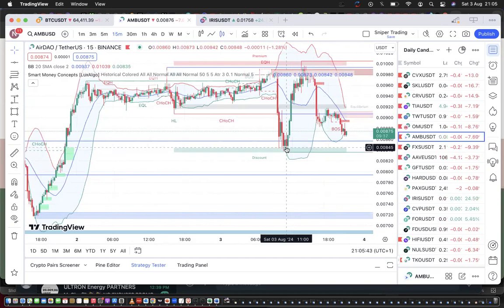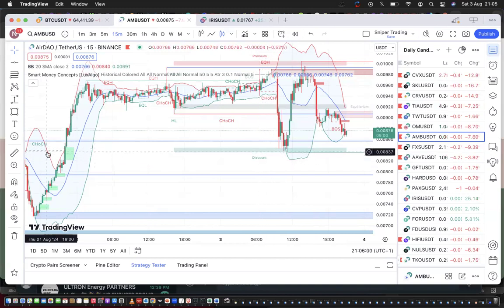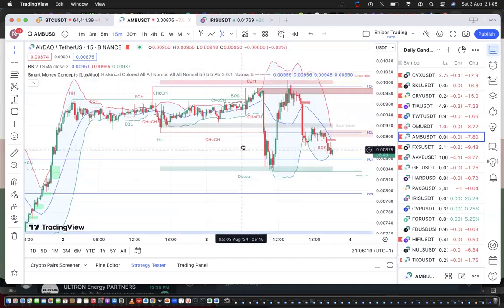So if I woke up, this was 11 o'clock this morning. Interestingly, I didn't have much time to look at the market in the morning. If I had looked at this on the 15-minute time frame and seen this discount here, a fair value gap occurring on a discount line, this is like jackpot.